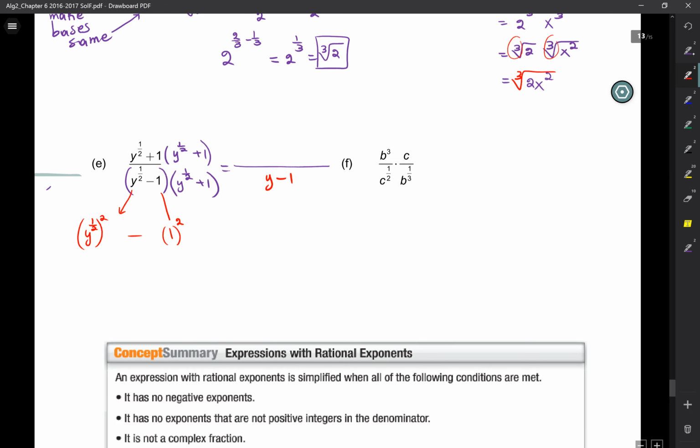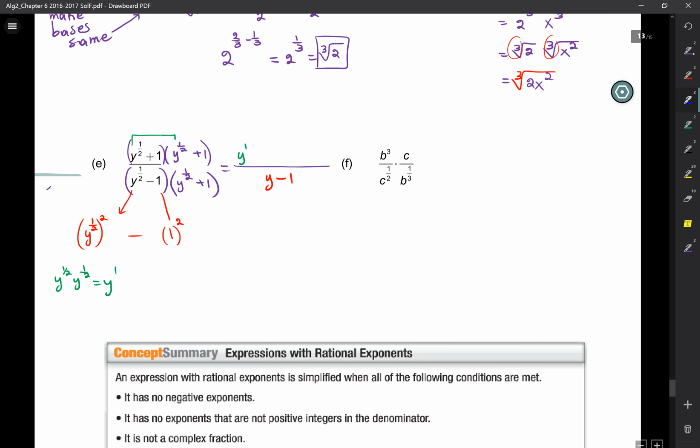Y minus 1. Now, the top here, we need to FOIL this one. You could also do the shortcut. Let's just FOIL so everybody sees what's happening. All right, so the first terms give you y to the half times y to the half. That's y to the half plus half, which is 1. Y to the 1.